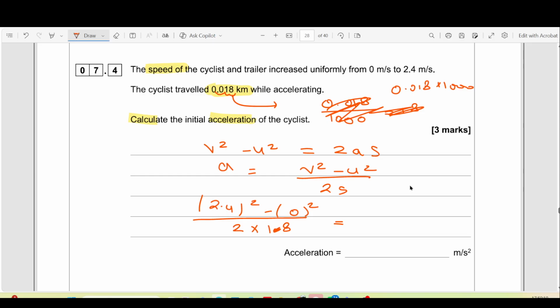2.4 squared. So the final velocity is 2.4 squared, minus 0 squared, which is the initial, equals 86.4.